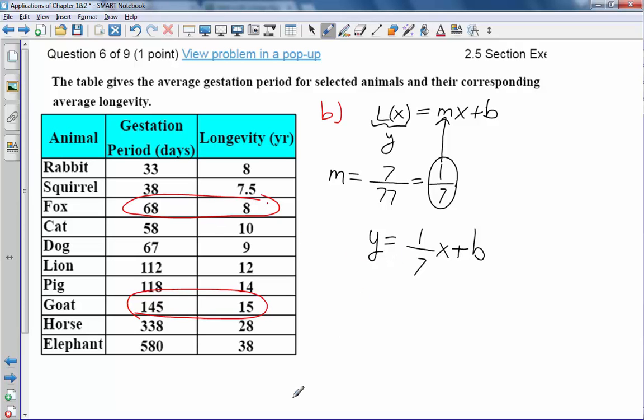So which one has smaller numbers? This one, 68 and 8. I will substitute. 68 going into x, 8 going into y. Maybe we should have picked 145. No, it's not divisible by 7. I'm trying to pick something divisible by 7, but neither of them is. So this is 68 over 7 and 8.